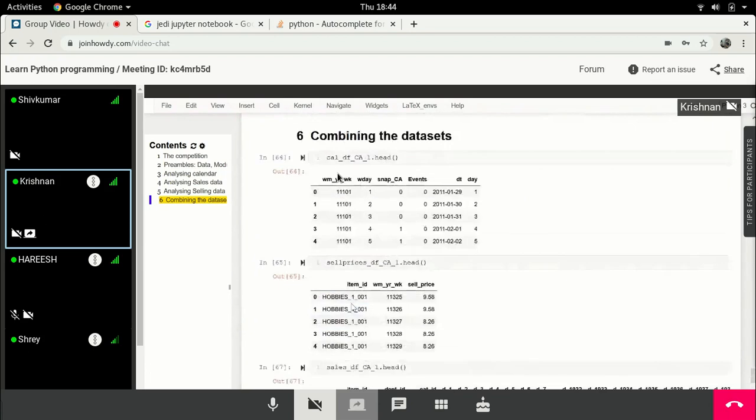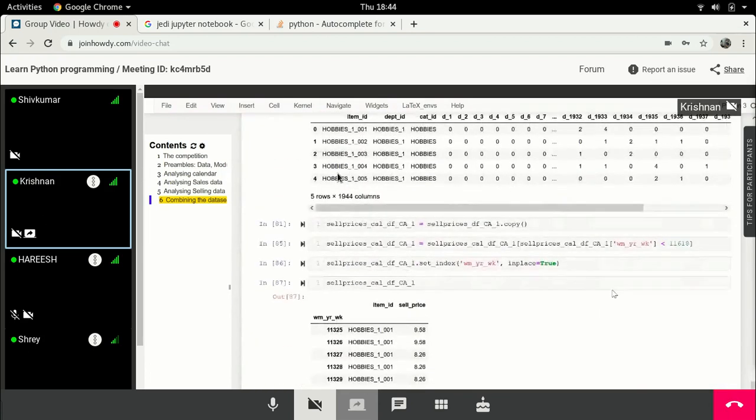If you see, I dropped all the dates. I only kept anything below 11618. This is 2016 and this is the 18th week. So this is how the data is arranged, and this is what we are preserving, so that when we do the analysis, we have all the data for everything.